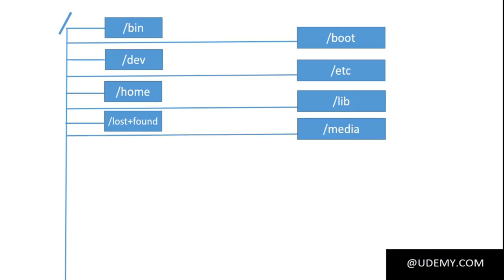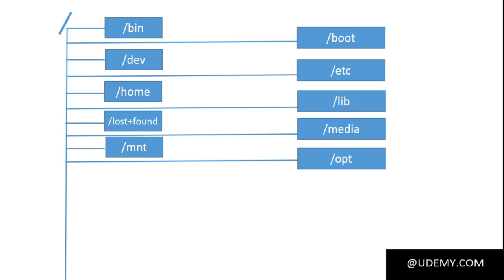Then we have /media. It is used for auto mounting of removable media. For example, if you plug in your USB drive or CD drive, it will be automatically mounted in /media. Then there is /mnt. It is the same as /media, but it is used for manual mounting instead of auto mounting. /opt is for optional software and it is not essential.